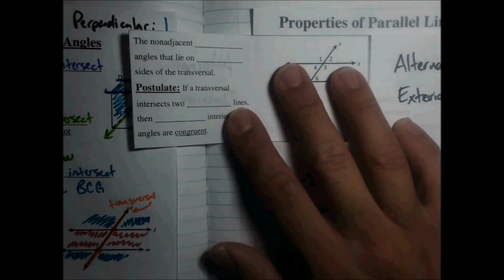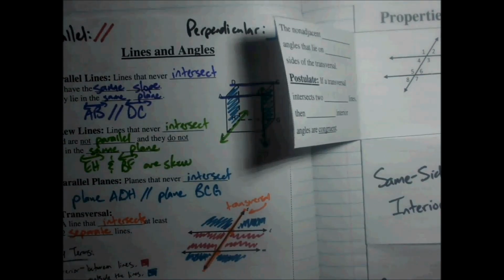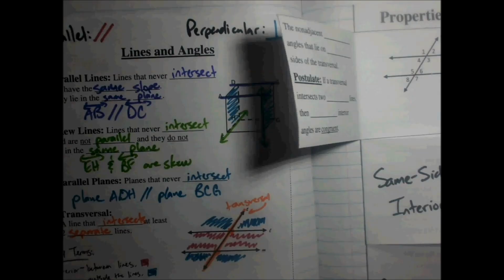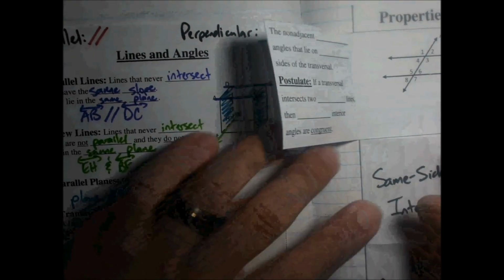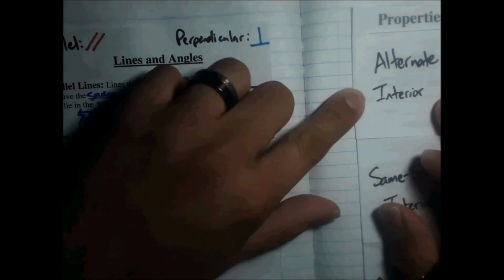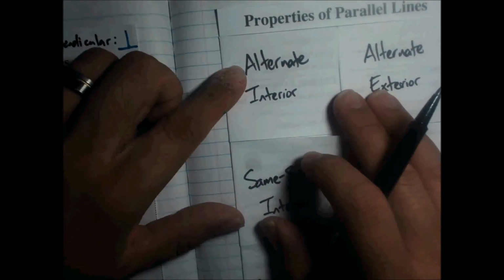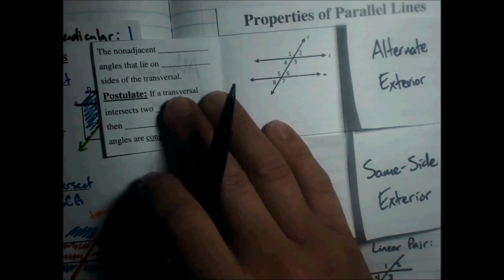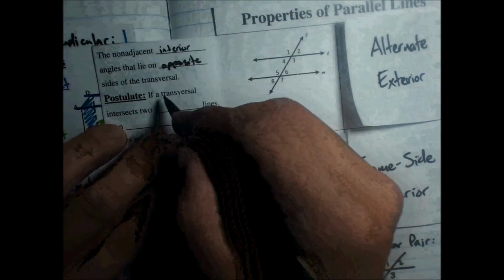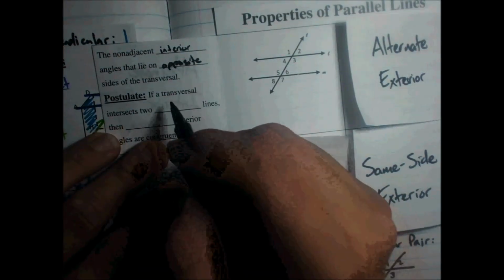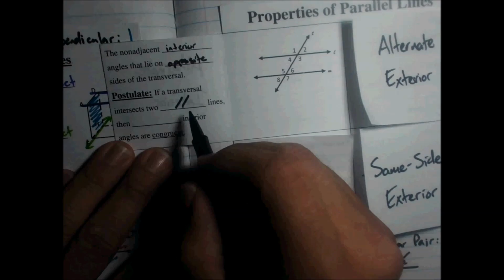So alternate interior means opposite sides, but on the inside. So what does that mean? I mean, let's define it. The non-adjacent interior angles that lie on opposite sides of the transversal. All right. If a transversal intersects two parallel lines, then the alternate interior angles are congruent. Alternate interior angles are congruent.